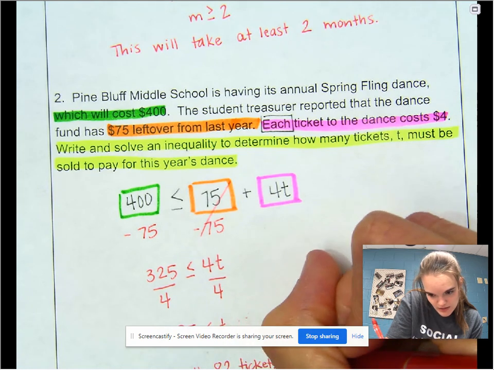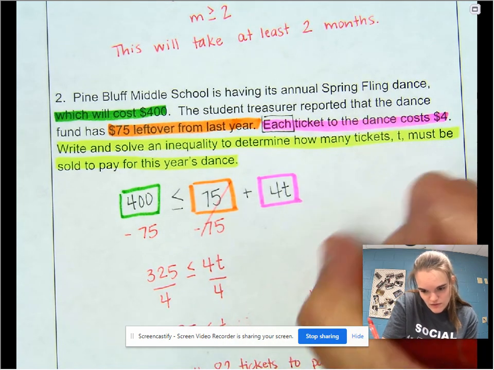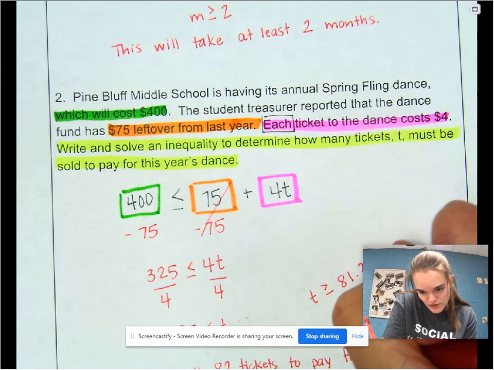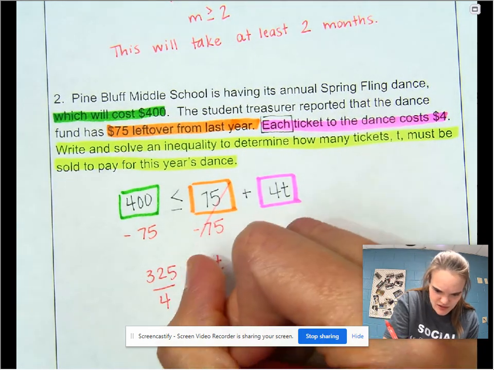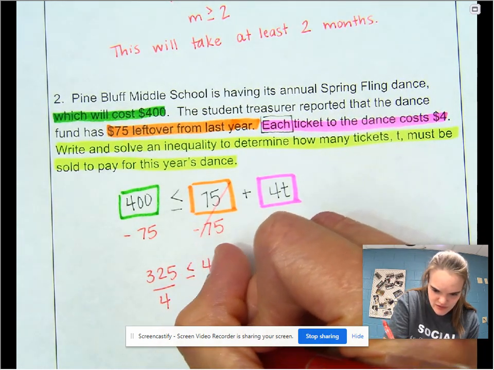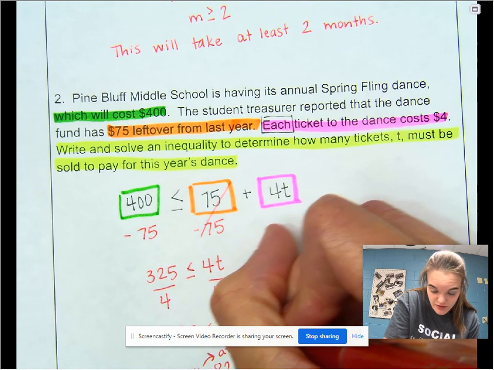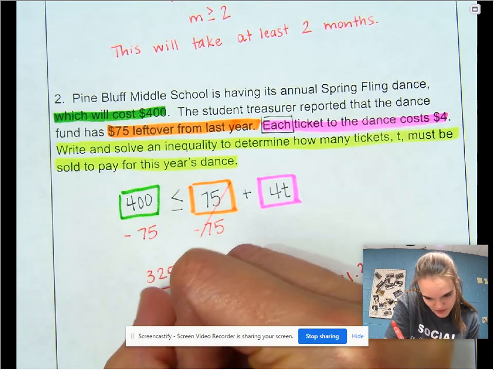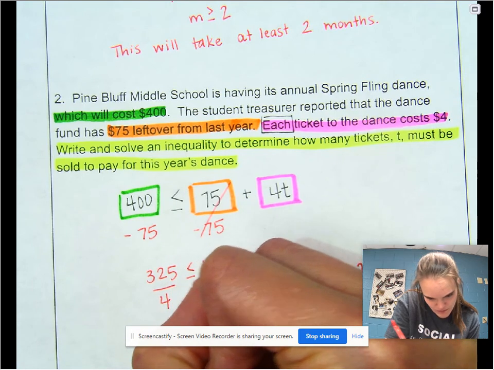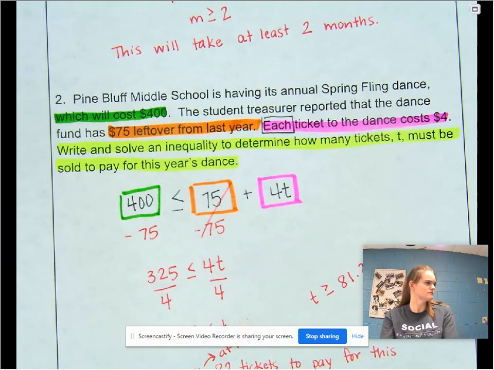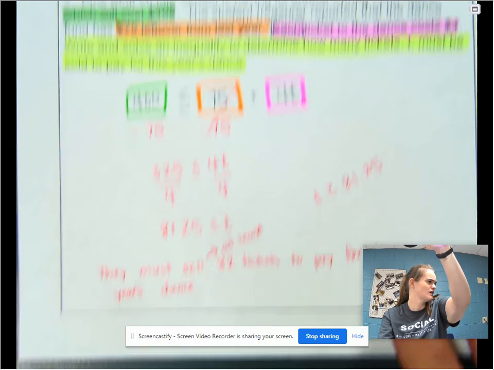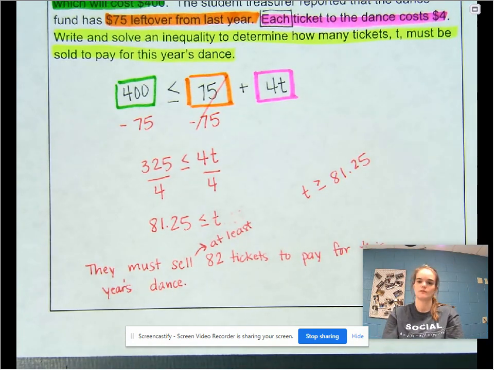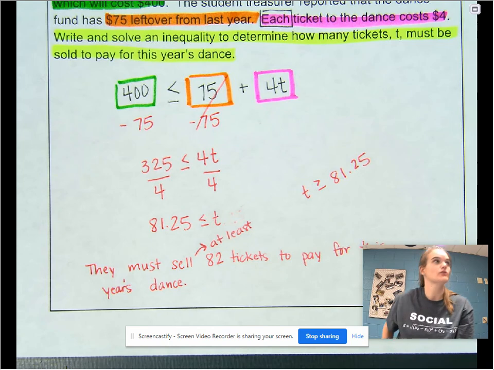to pay for this year's dance. And I should have said at least, because they could sell more. It would be better if they did. But my apostrophe there, you can't see that. Here you go. One more question. It's a good idea for you to pause it and try it on your own. Okay.